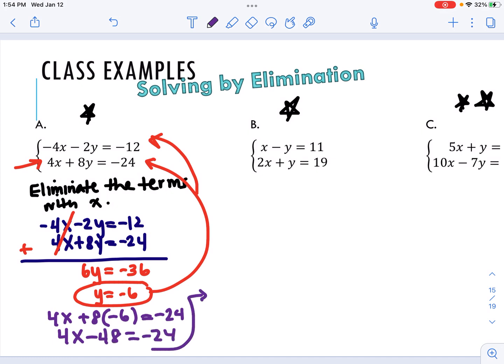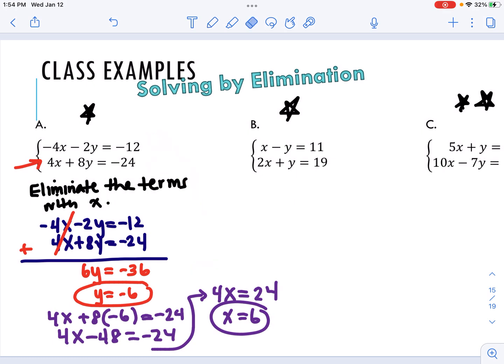I'm running out of room. 4x is equal to, was it -24? Positive 24, sorry. X is equal to 6. So here we have our solution. I'm going to try to make myself room. My solution to this system is 6, that's my x, and my y is -6. That's my solution. That's the point at which those two lines will intersect.